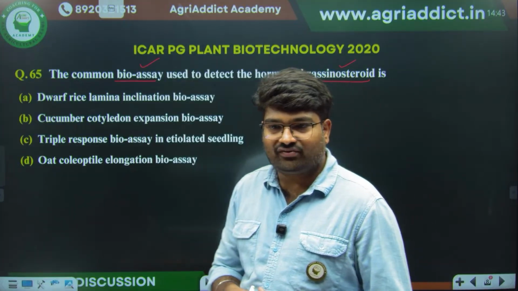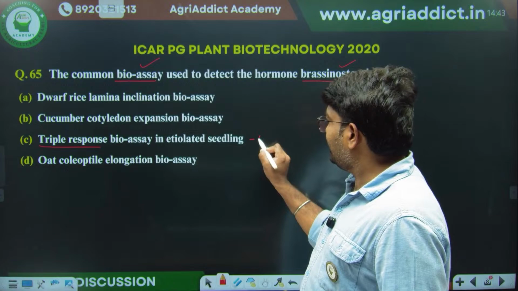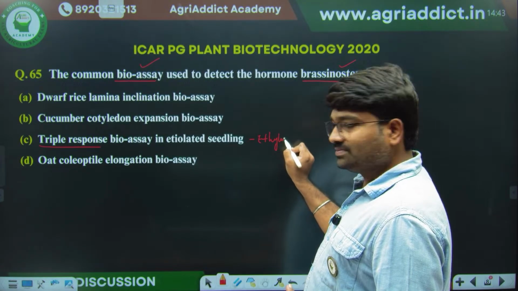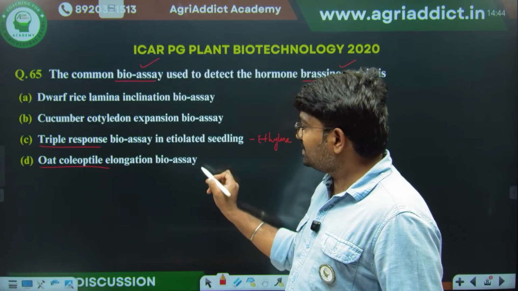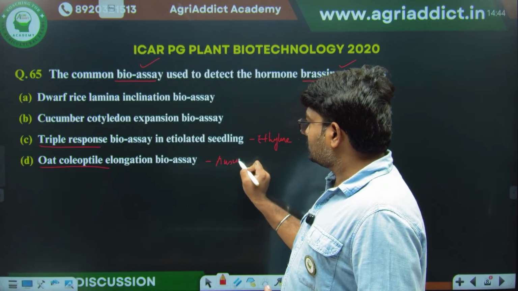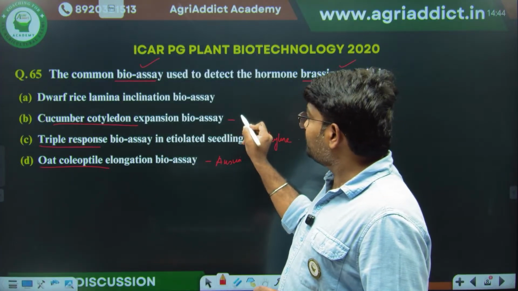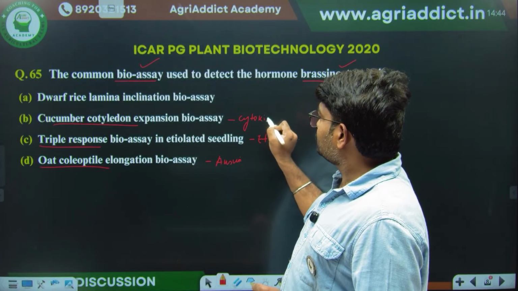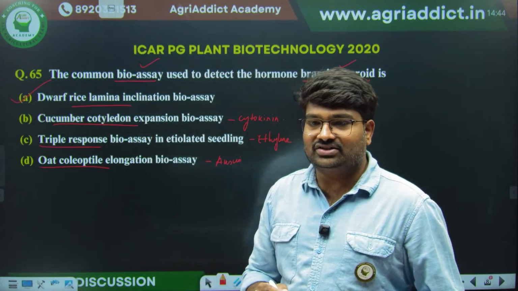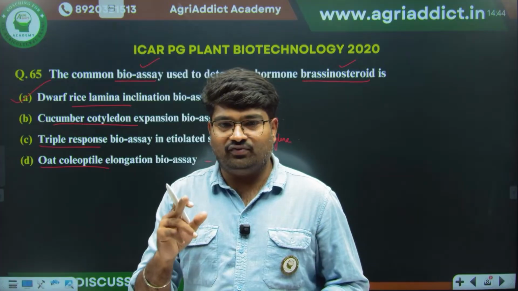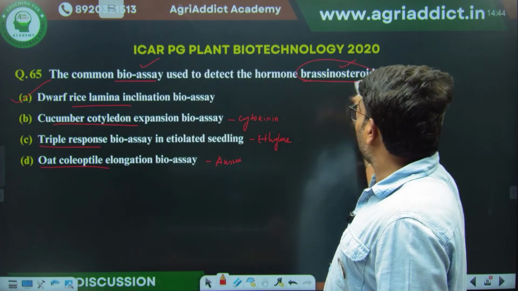Triple response, that will be specific for ethylene. Oat coleoptile elongation, that will be specific for auxin. Cucumber cotyledon expansion for cytokinin will come. So the right answer is rice lamina inclination assay. Yes, very good. Rice lamina inclination bioassay is used for brassinosteroids.